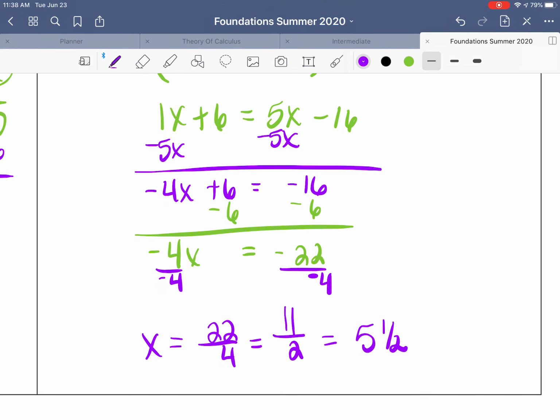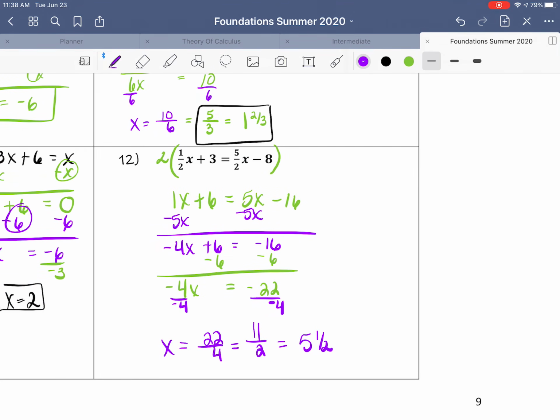The other way is to leave the fraction. Let's say you're fine. You're totally fine with fractions. You love them. They're wonderful. Poor fractions get hated on all the time.